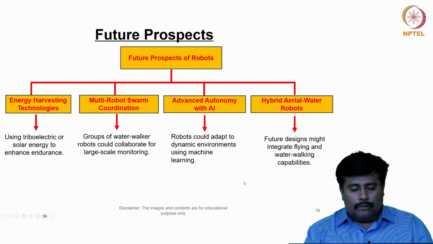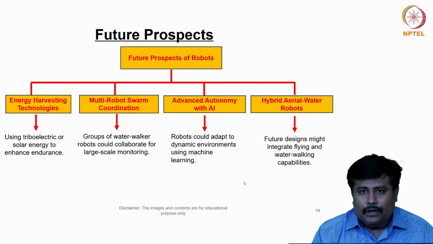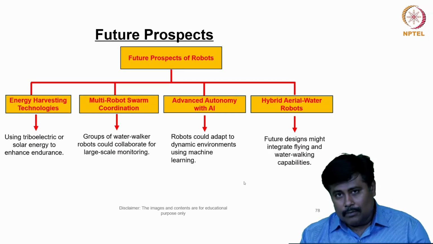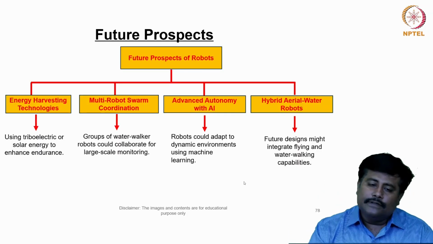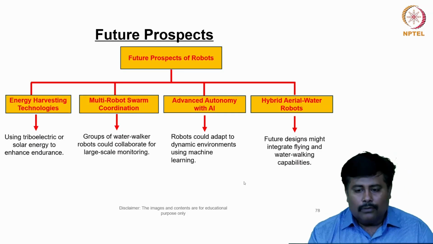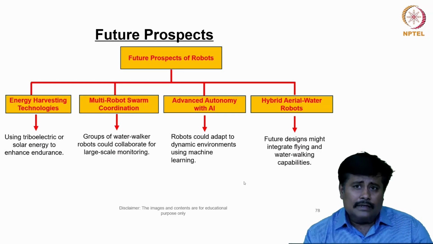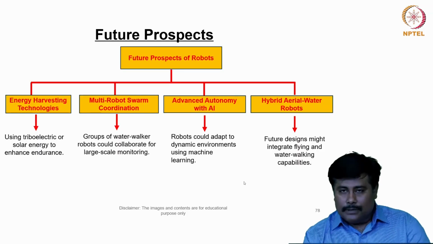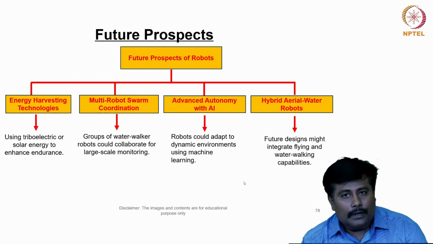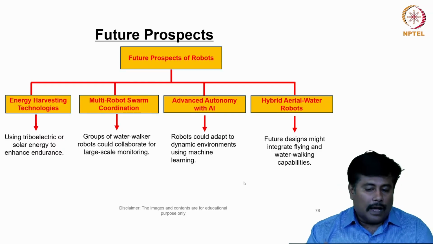Now, in terms of a summary, we are at the end of this micro robotics course. Ideally, I want to summarize some of the key aspects so that people can take this up as their research career. Some of the key challenges with reference to these micro robots are, first, energy harvesting. The energy management of these micro robots is highly challenging and needs to be addressed. Second is multi-robot swarm coordination, where a group of water walker robots could collaborate for large-scale monitoring.